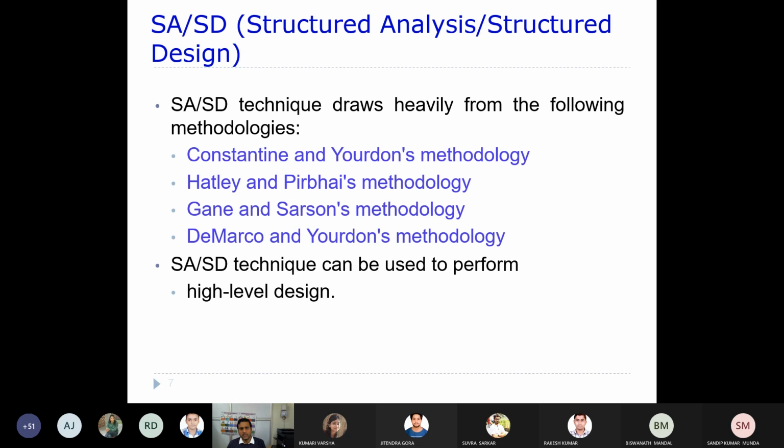These techniques, the software analysis and design techniques we are going to talk about, are completely based on some of the following methodologies. One of the methodologies is Constantine and Jordan's methodology, and there is Hartley and Pirbhai's methodology. I told you before also, maybe prior to my lecture. These are the methodologies upon which these software analysis and design techniques are based. Through these techniques, we use them to perform some high level design.